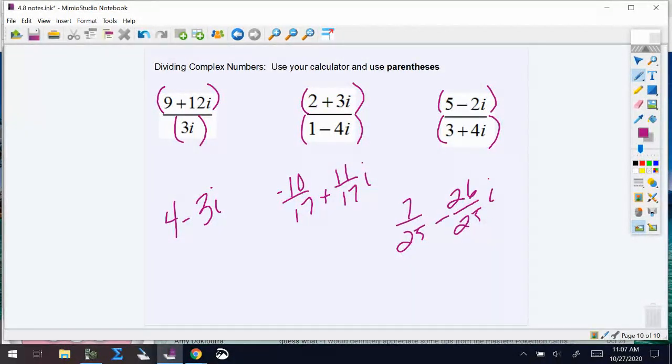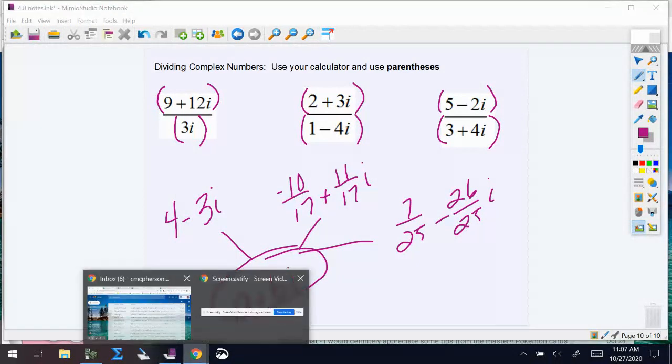So when you do these on Delta Math, it's going to ask you to make sure you write your answer in a plus bi form. And you'll notice that when you use your calculator, your answers are already in that form. So it's another really nice way to be able to use your calculator and get your answer quickly. That's the end of 4.8.